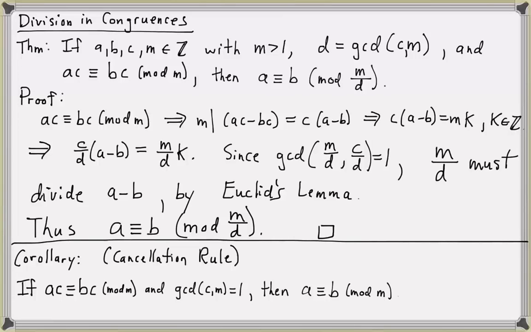This is just a quick corollary from the previous theorem because we're assuming that the greatest common divisor was 1. So then m divided by 1 is still m. So if you have a congruence with a common factor on both sides and the common factor is relatively prime to the modulus, then we can cancel that common factor.